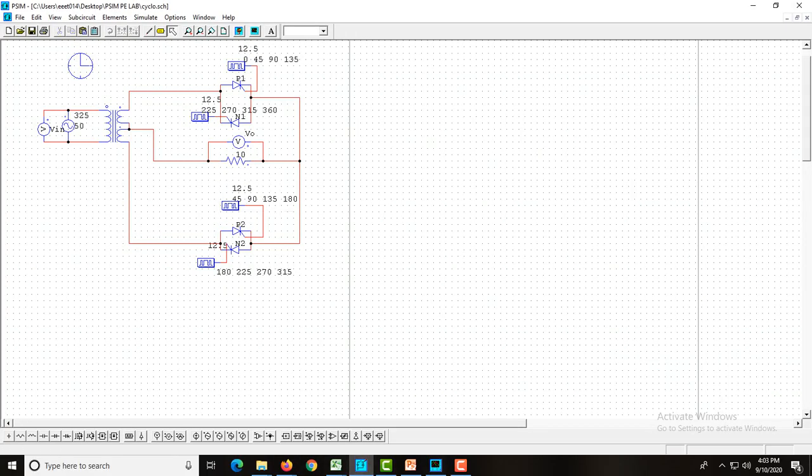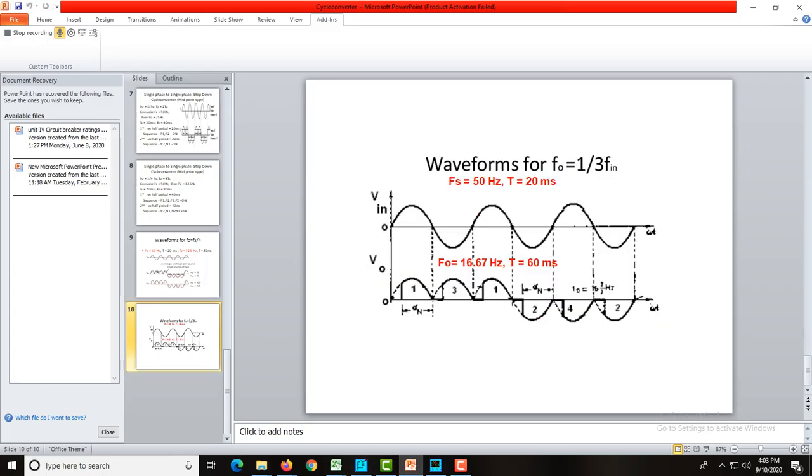Here also we can try it for different values of firing angles. Similarly we can go for the frequency of 16.67 Hz of output frequency. For that, 30 milliseconds will be positive and 30 milliseconds will be negative. So P1, P2, P1, and again N2, N1, N2.